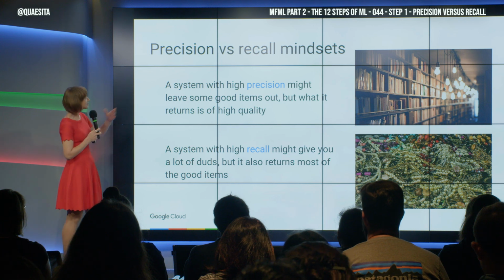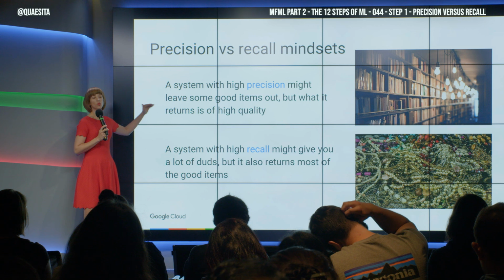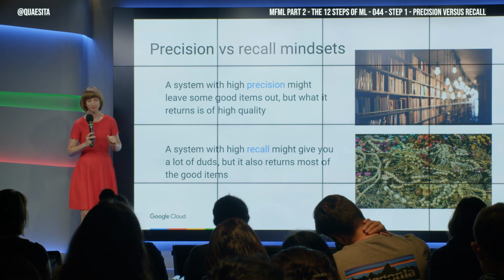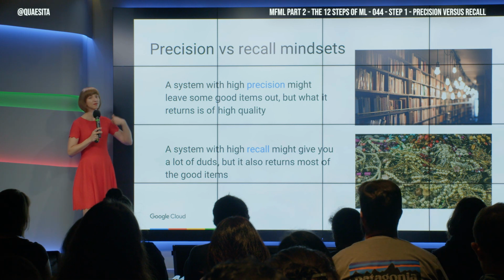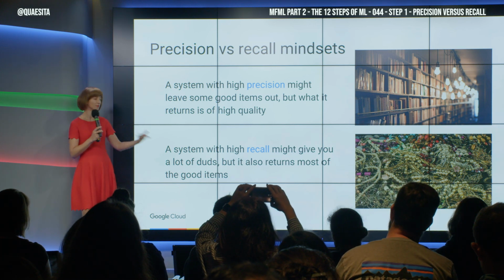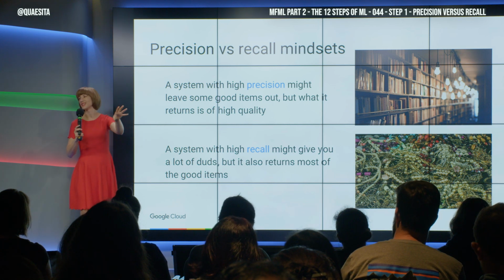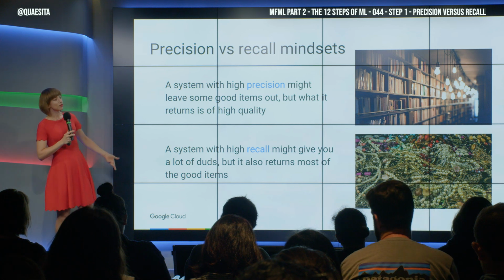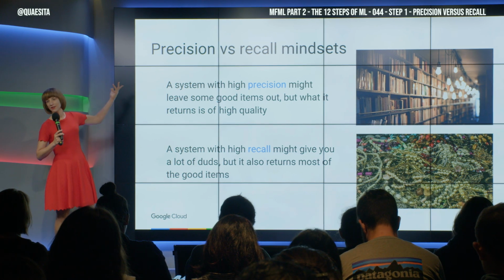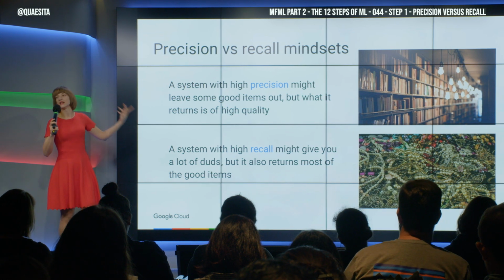To summarize, a system with high precision is going to leave good things out. But what it returns is of high quality. A system with high recall is going to give you a lot of duds, a lot of plastic jewelry, but it returns most of the good items that were there all along. And you don't have to go for one or the other, or even accuracy, which is all mistakes are equally bad. Hey, there's all kinds of crazy blends you can go for.